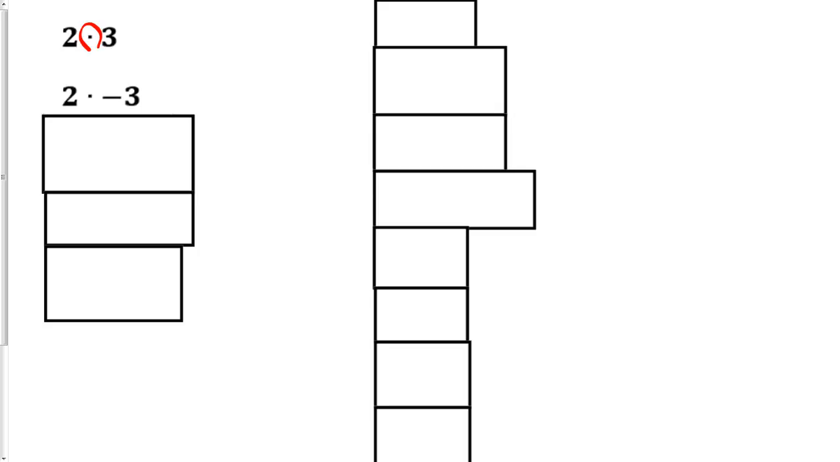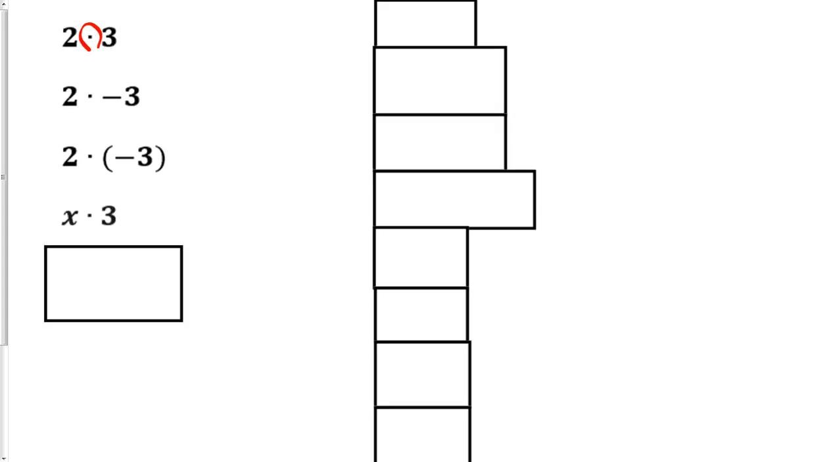We have 2 times negative 3. 2 times negative 3, better thought out because I kept my set of parentheses to make sure that negative stays with the 3. Here's x times 3, and here's 2 times x. All of these use the multiplication dot. But not all multiplication deals with dots.